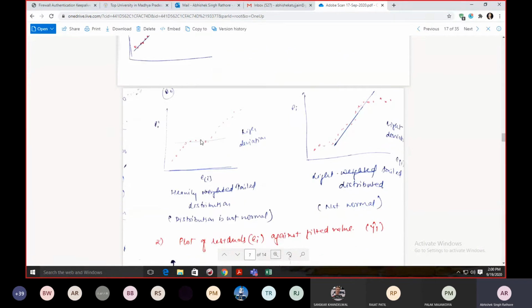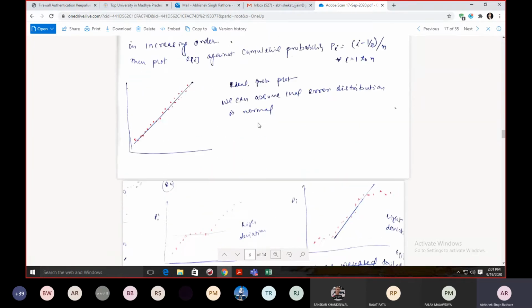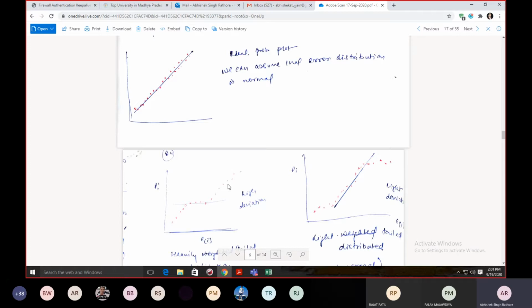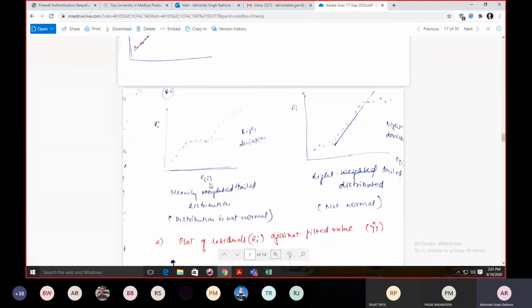Now again we have different types of deviation available. Let's say this line is my fitted line, and your data lies just like over here. It means that you have a heavily tailed distribution. So when we get such types of residual plots, it means that your distribution is not normal. You had the assumption that your errors are normally distributed. So if you get such residual plots, it means you have a heavily tailed distribution, and this distribution is not normal.